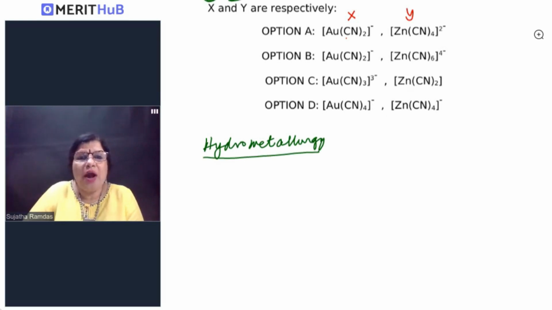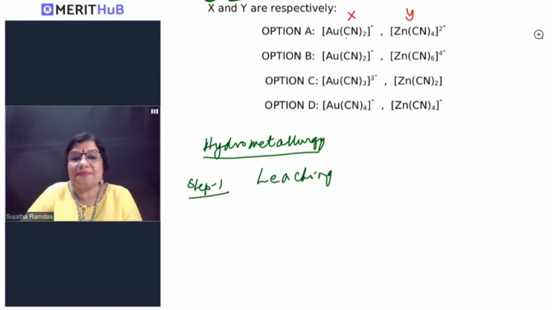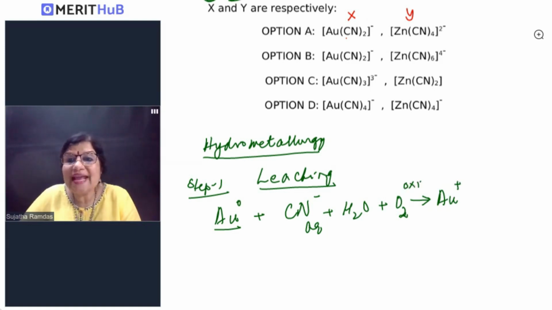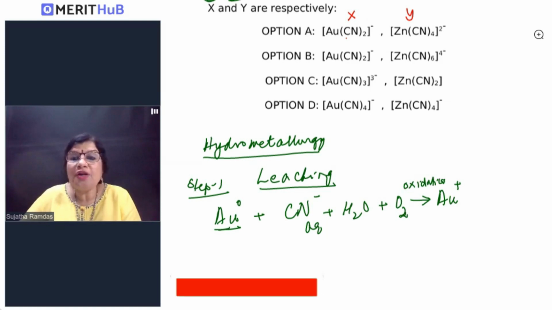Hydrometallurgy. Step number one is the leaching process, wherein the gold, here we are focusing on the gold, is made to react with a cyanide ion aqueous solution. So water, a dilute solution, and is made to pass through air, which contains oxygen gas. So gold is in the elemental state, zero oxidation state. Now here what happens is gold gets converted to Au plus. So what has happened to gold? Oxidation has occurred. Gold has undergone oxidation.